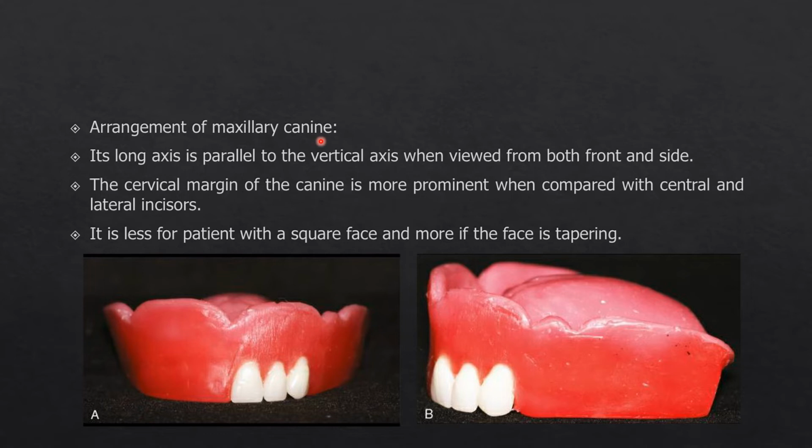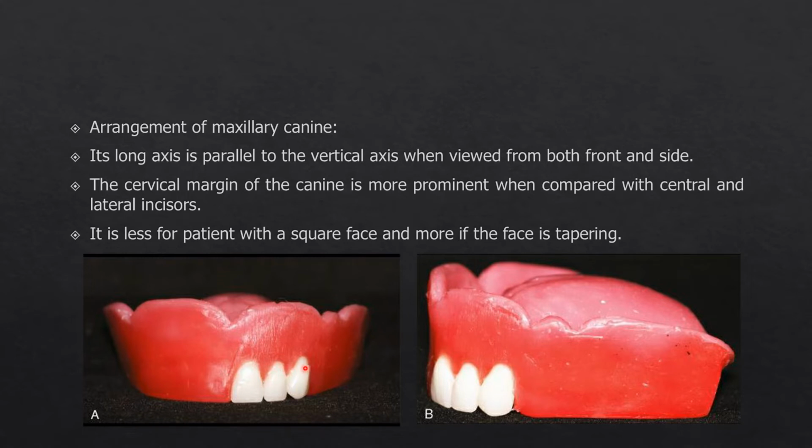Next, coming to the canine. Although in the frontal plane it appears vertical, it is also slightly tipped, so that the cervical part is leaning more distally. Only the tip of the maxillary canine is touching the glass plate. The maxillary central incisor and maxillary canine are both touching the glass plate. The cervical margin of the maxillary canine is more prominent when compared to the lateral incisor.